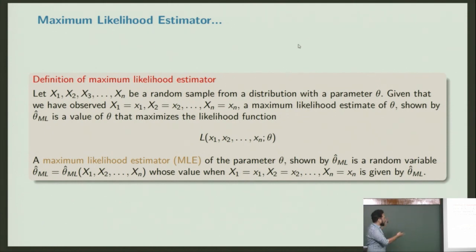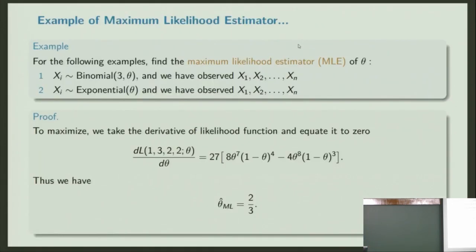Just for formality, this is the likelihood function, how we write that, and this is very similar to the example that we did. It's just that now we have binomial instead of Bernoulli in the example. The maximum likelihood estimator is nothing but the theta that maximizes the likelihood. Just for formality, I have also included this definition in the slide.